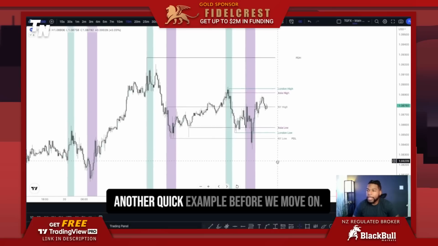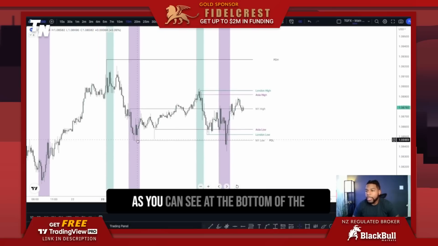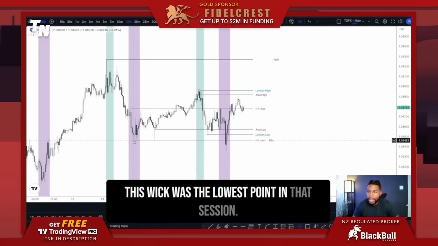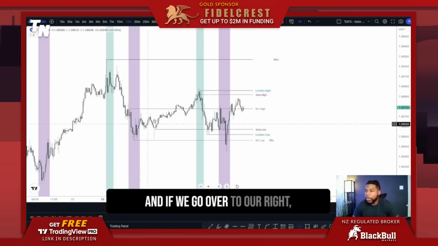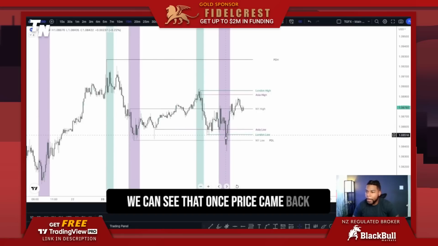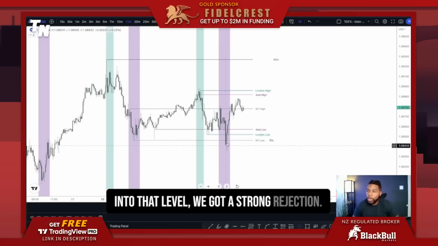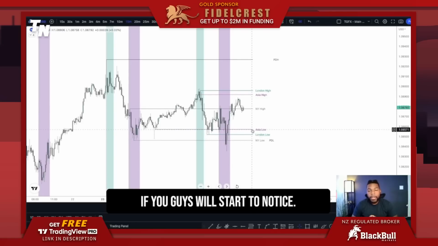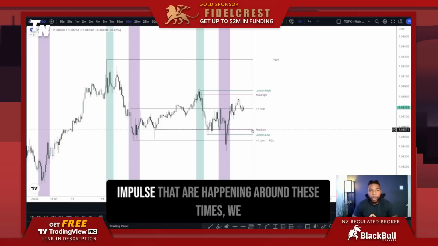Here's another quick example before we move on. As you can see at the bottom of the screen, this purple area represented New York session, and this wick was the lowest point in that session. And if we go over to our right, we can see that once price came back into that level, we got a strong rejection that impulsed price back up. But if you guys will start to notice, volatility actually steps in at these session highs and lows. So if we're able to actually catch the impulse that are happening around these times, we can catch the move of the day.